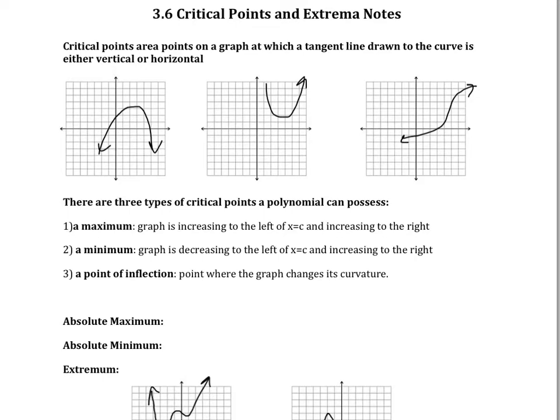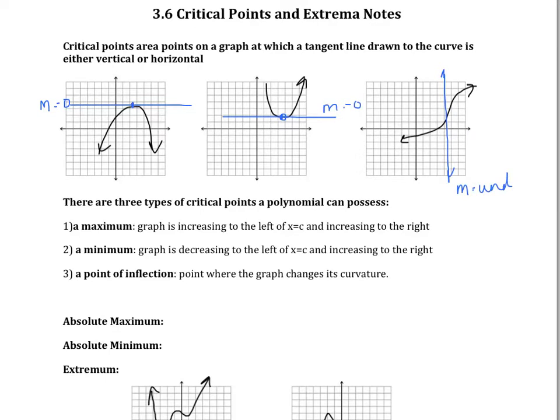Critical points are points on the graph where a tangent line drawn to the curve is either vertical or horizontal. A tangent line is a line that touches the curve in only one spot. If we think about this first parabola here, I can draw a tangent line that intersects the curve in one spot, and its slope is 0, meaning it's completely horizontal. Same thing on this parabola, I have one there, slope horizontal. I have a tangent line here with a vertical slope. Slope is undefined.